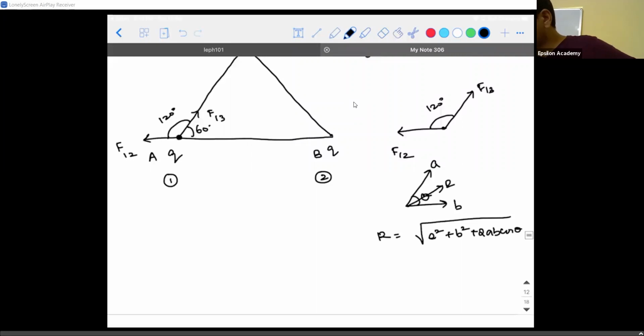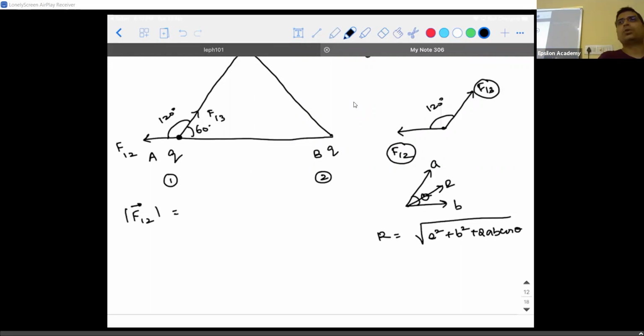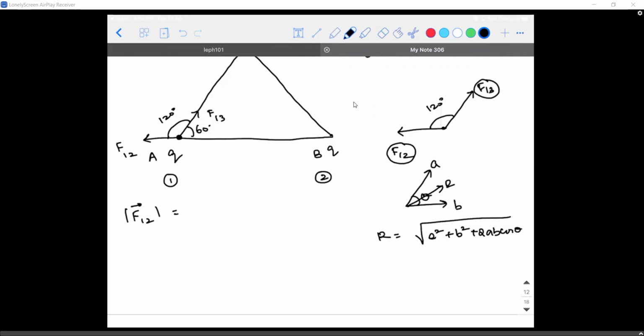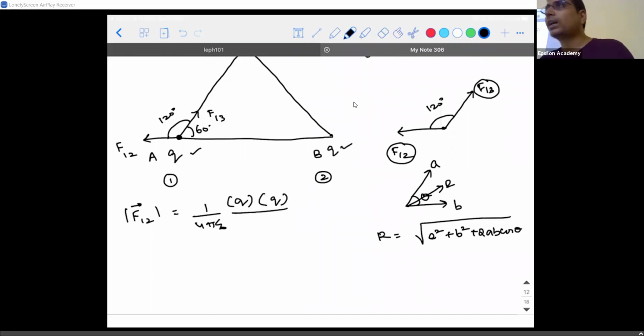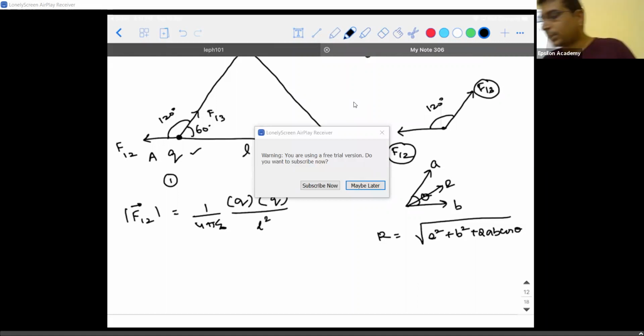Now, I have F12 here, I have F13 here. What is the magnitude of F12? F12 means the force acting between the first and the second charge. What is the formula? 1 by 4 pi epsilon naught, Q1 into Q2. What are the two charges? Q into Q, divided by, what is R here? L square. So magnitude wise, I hope you guys are clear. Direction is taken care of by vectors. We have already drawn the arrow mark.